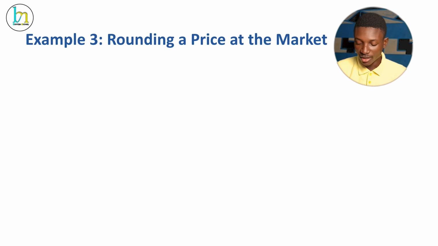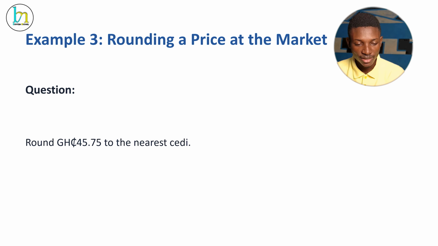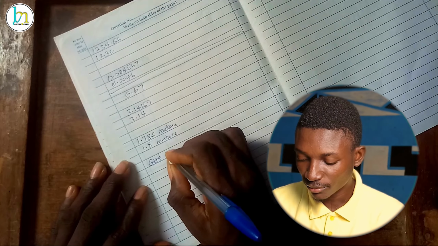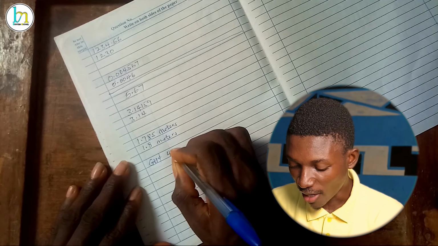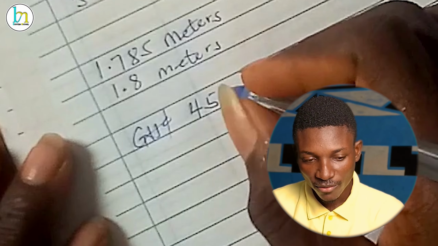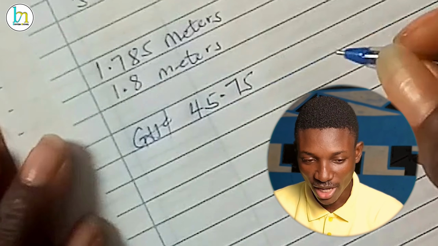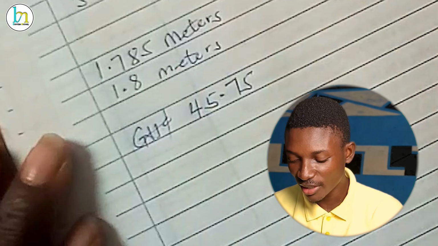Okay, so let's also round this. Round 45 Ghana cedis, 75 pesewas, to the nearest cedi. So round 45.75 to the nearest cedi. That is 45 cedis, 75 pesewas. You must round this to the nearest cedi.